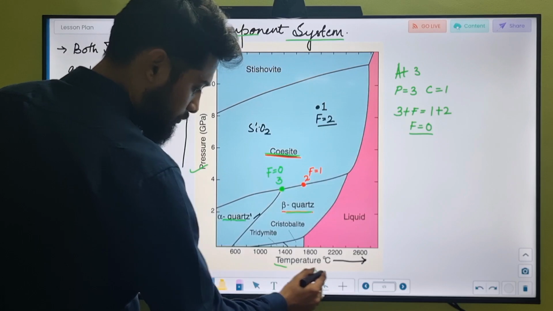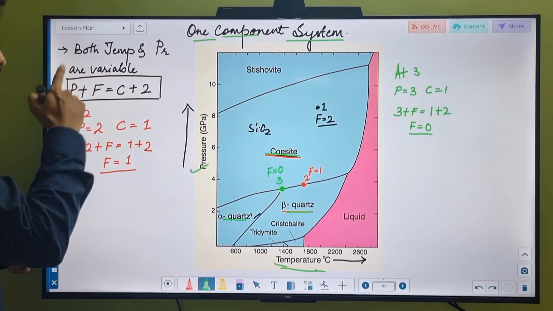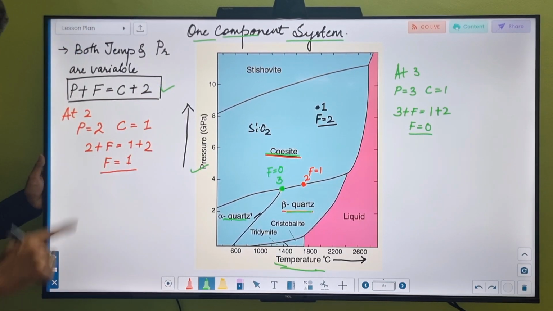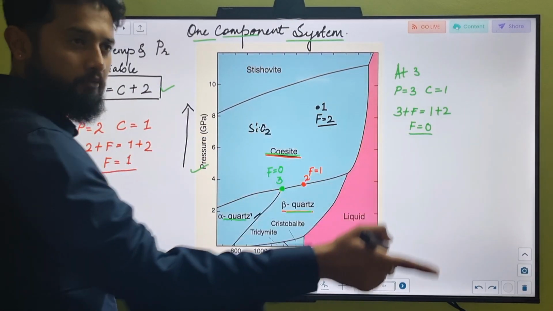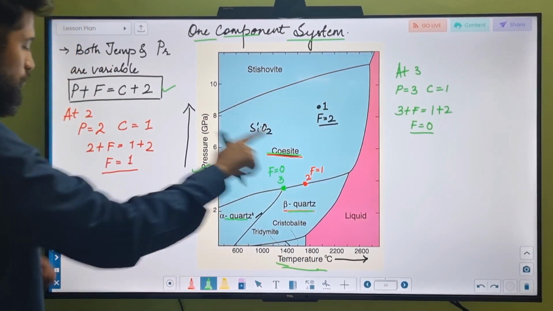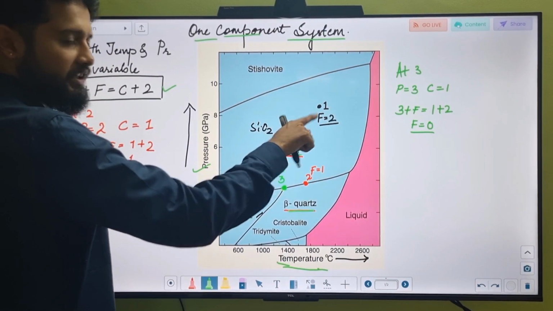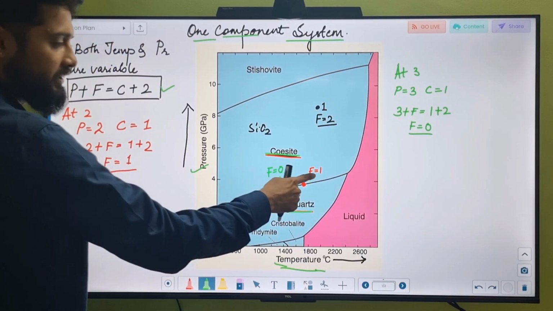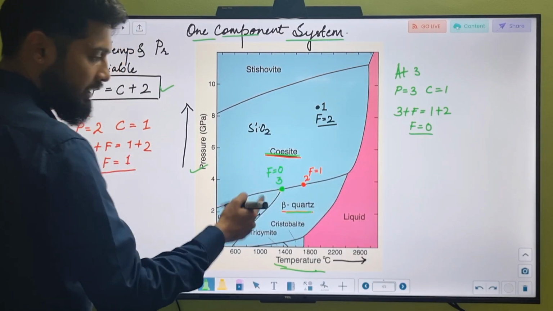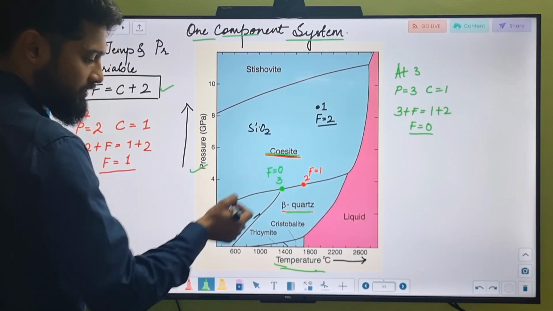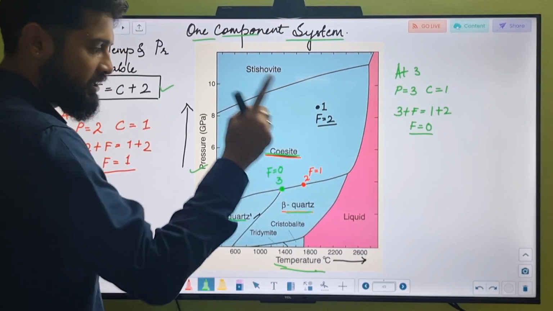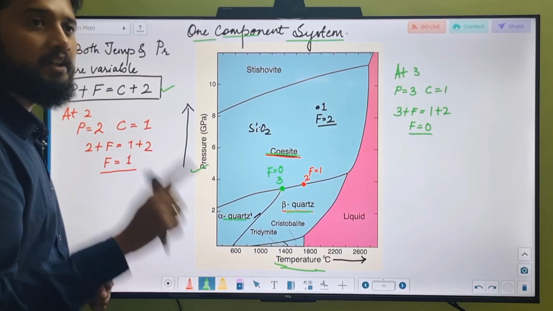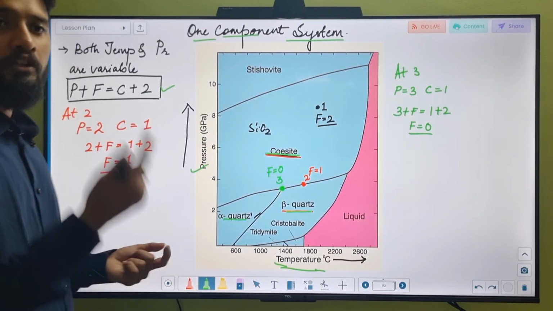So this is the one component system where pressure and temperature both are variable. In that condition we'll use this formula, that is P plus F is equal to C plus 2, to calculate the degree of freedom. When we calculated the degree of freedom at point 1, we had only one phase, so the degree of freedom was 2. At point 2 we had two phases, so the degree of freedom was 1. And at point 3, the triple junction, we have coesite, alpha quartz and beta quartz, 3 phases, so the degree of freedom we got as 0. So that is one component system. So let's move on to the two component system.